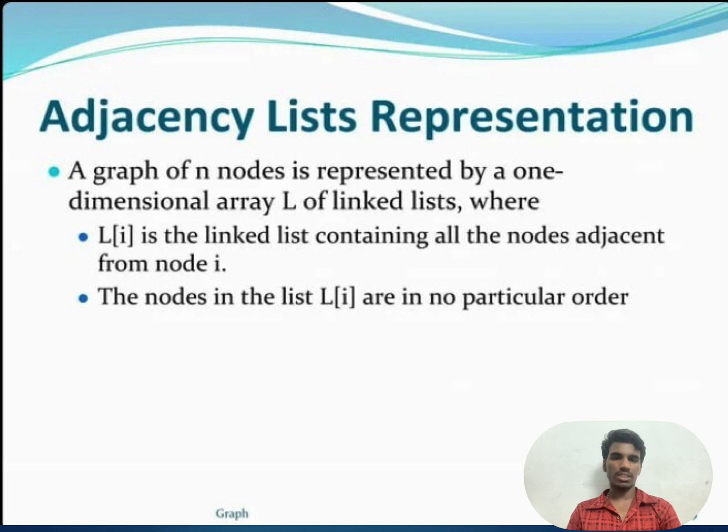Adjacency list representation. A graph of n nodes is represented by a one-dimensional array L of linked lists, where L[i] is a linked list containing all nodes adjacent from node i. The nodes in the list of i are not in any particular order.